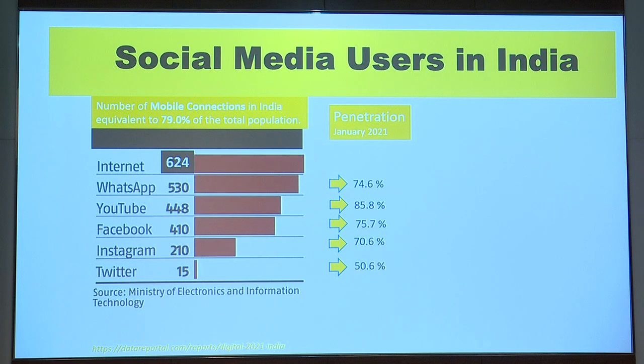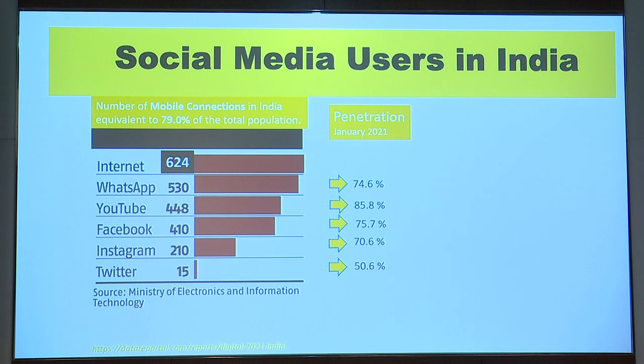So the number of mobile connections in India is equivalent to 79% of the total population. Imagine that. 79% of our population has got a smartphone and is connected with a mobile device. The penetration of internet in our country is 624 million people. Huge number. And this is growing at a rate of 8 to 10% every year. So out of a 1.3 billion population, 624 million already have a smartphone.